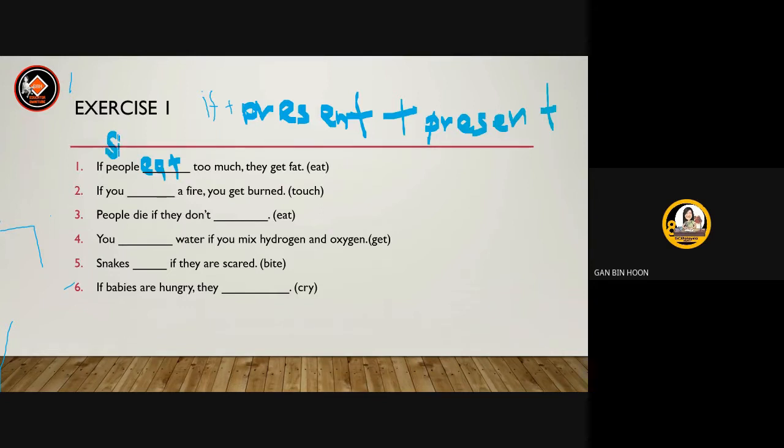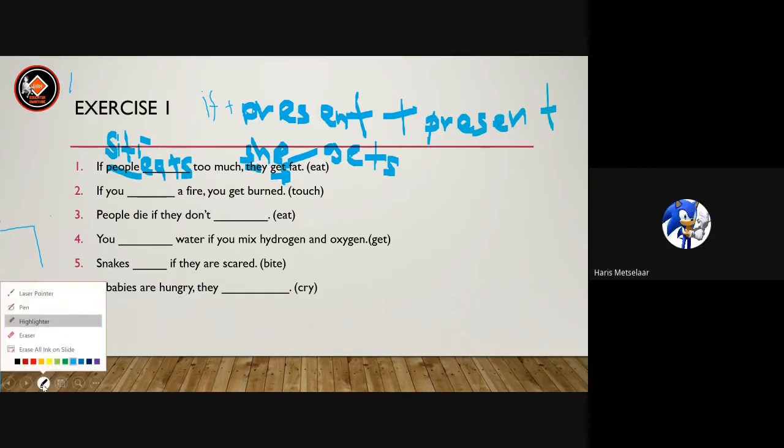But if I put a name, for example, if Siti eats too much, and then here I change to she, so here must be gets. Okay, gets fat. So if Siti, you must put s. If Siti eats too much, she gets fat. So here also get must change to gets. So it depends on the subject or the pronoun.